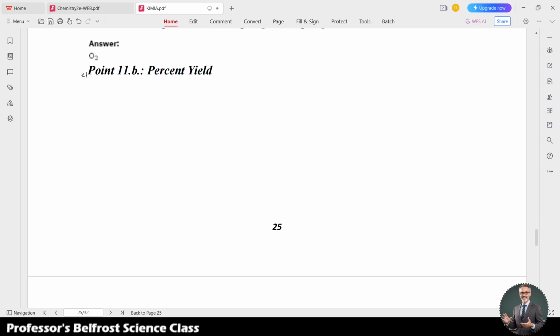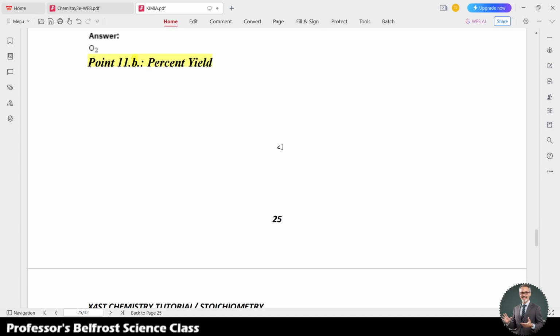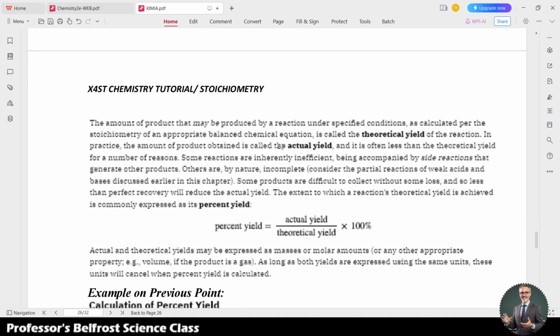Now point 11b, percent yield. The amount of product that may be produced by a reaction under specified conditions, as calculated by the stoichiometry of an appropriate balanced chemical equation, is called the theoretical yield of the reaction. The amount of product obtained in practice is called the actual yield, and is often less than the theoretical yield for a number of reasons.